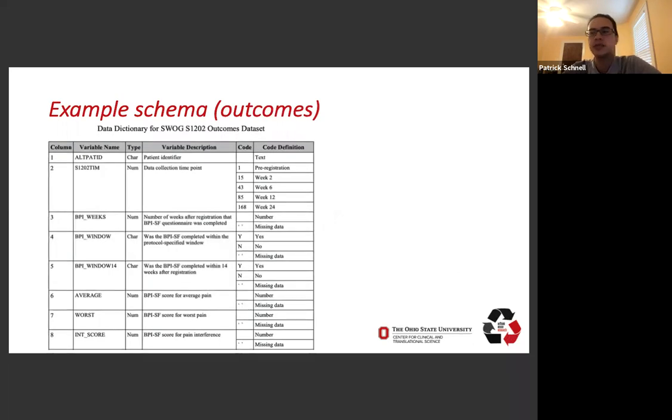This is an example of the outcomes data dictionary. So it'll have that same alternative patient identifier that allows you to link between data sets, the data collection time point, and then the values of observations that are collected at that time point. In this trial, it was pain and quality of life questionnaire scores.